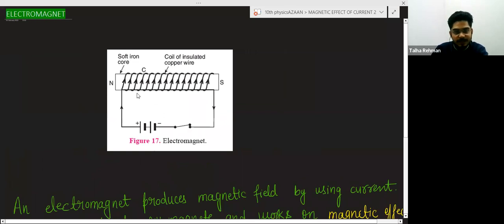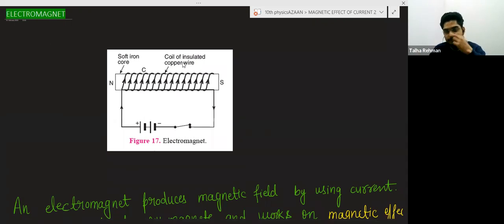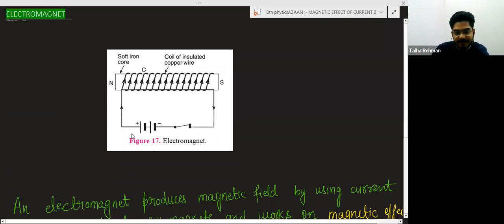Basically this is the electromagnet and this is a wire. This is a conductor. This conductor is wound on this soft iron core, basically a cylindrical rod of soft iron. On this, the wire is wound like this, and that wire will be copper wire because copper has the maximum conductivity. And this wire is connected with a battery, and here is a switch.